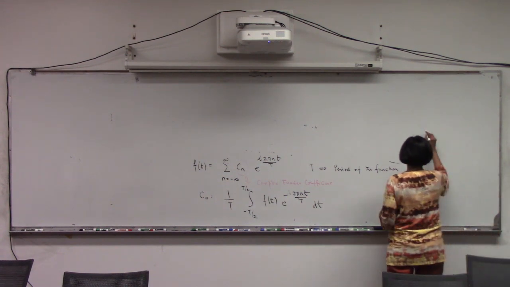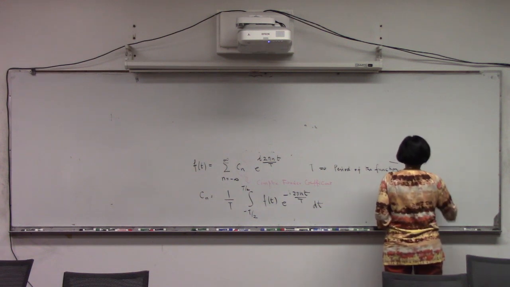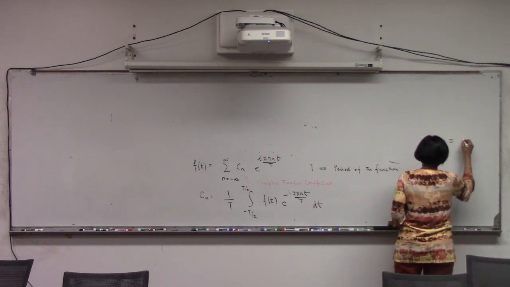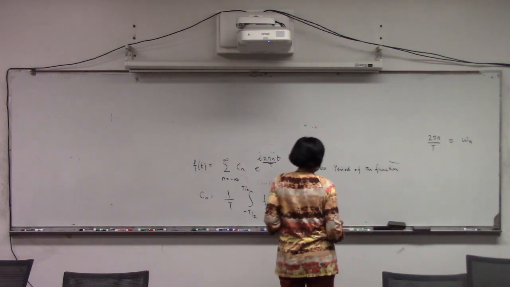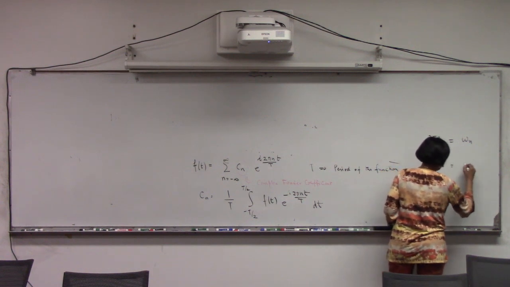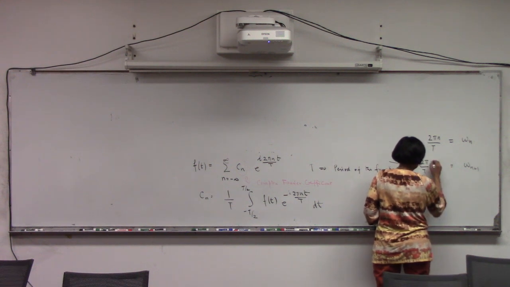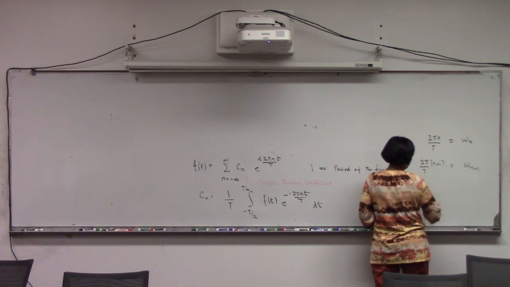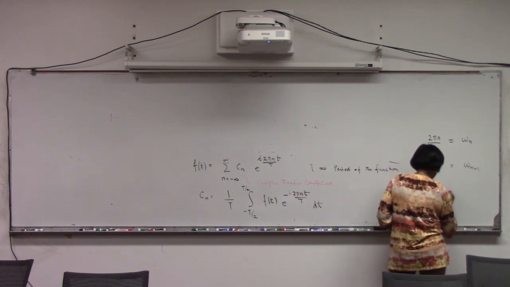Okay, just let me call this quantity 2 pi n over T as something, omega n. So let's say this is some frequency, right? Angular frequency. All right, so what we have is how these frequencies are arranged.